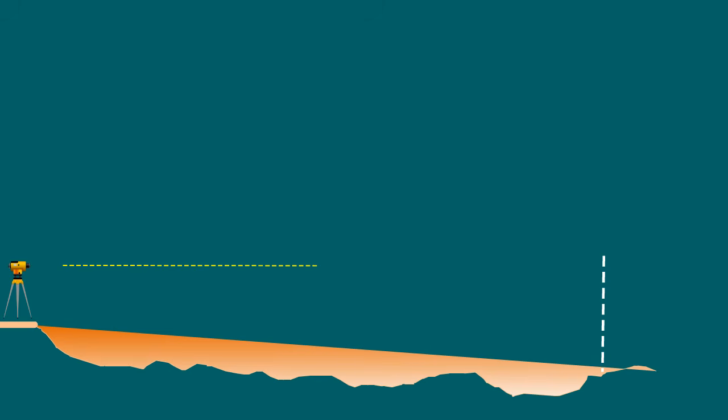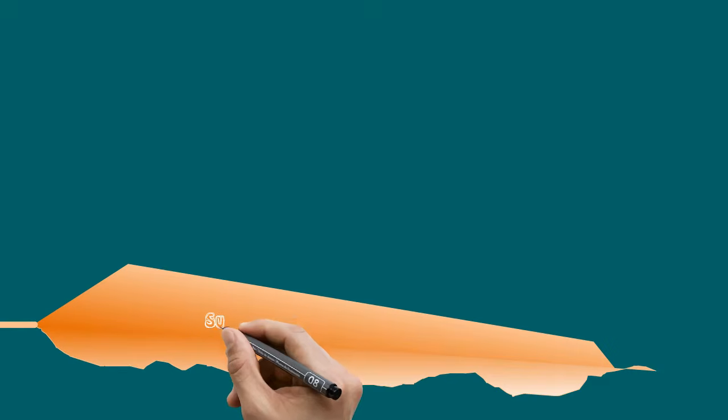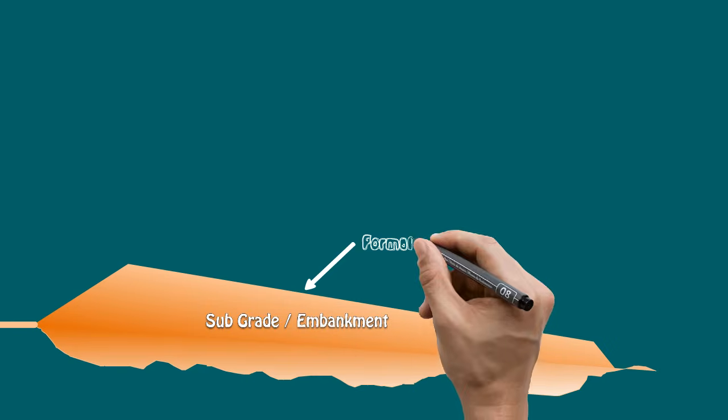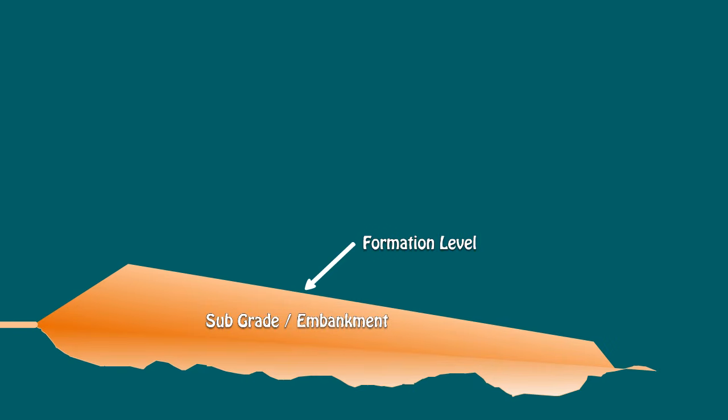The next item of work is subgrade. It is also known as embankment. For most construction works, the required pavement thickness is designed and known in advance. Once the finished road level is established, the thickness of the paving can be subtracted, and this will establish the formation level. The formation level is the uppermost surface of the subgrade. The subgrade is the base of the road construction.